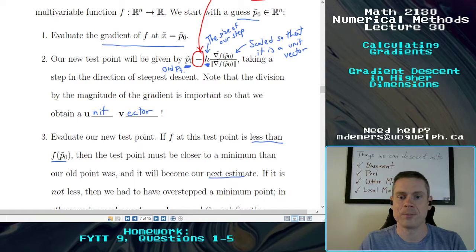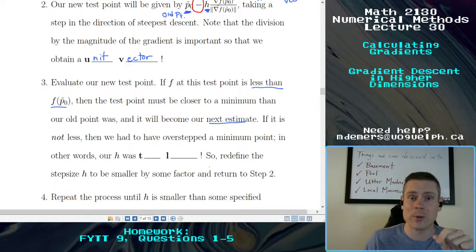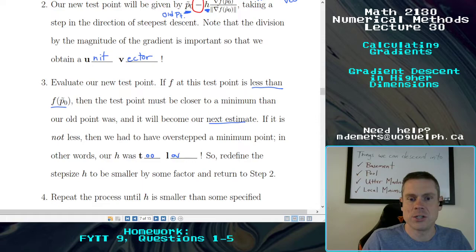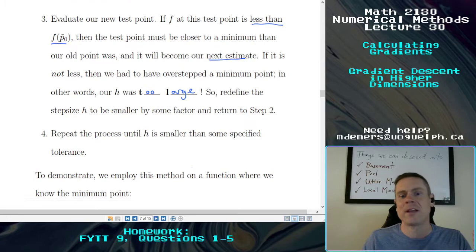If it is not less, then we know that we went in the right direction because of the calculus behind things, so we have to have overstepped our minimum point. In other words, our h was too large. And so what you want to do is define that step size h to be smaller by some factor and try to take another step.